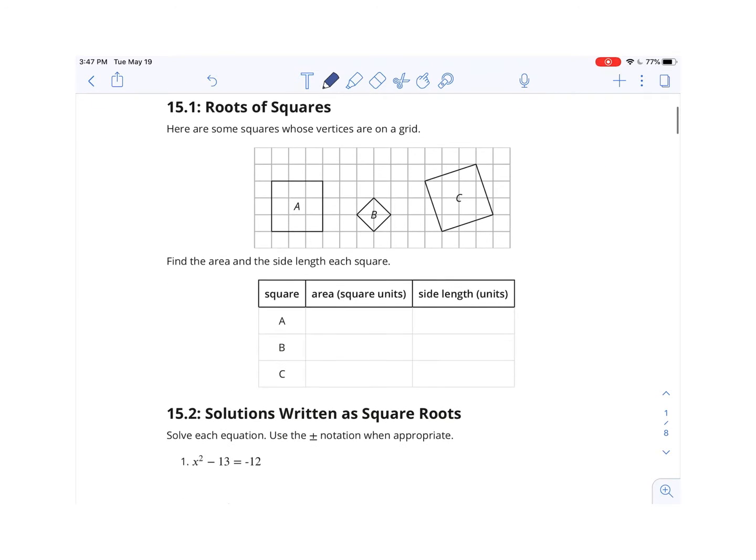So let's start off by looking at the roots of squares. We have three squares, A, B, and C, whose vertices are all on a grid. Take a minute to find the area and the side length of each square and press play when you're ready to check.